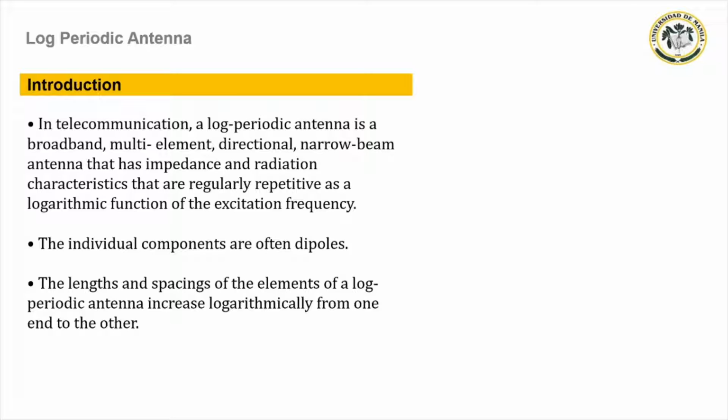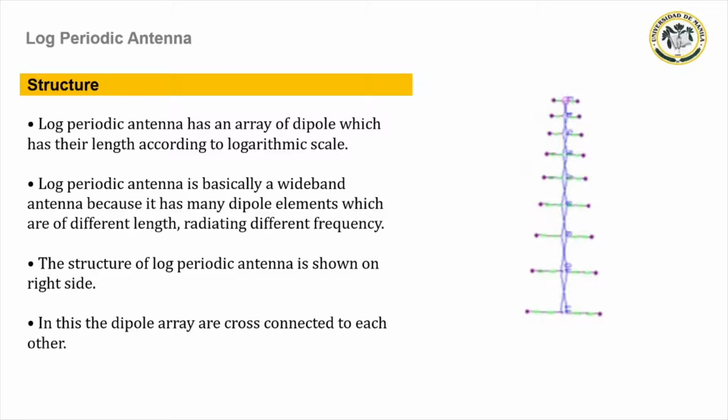So the key points here are it has high bandwidth and moderate directivity. For the structure, a log periodic antenna has an array of dipoles which have their lengths according to a logarithmic scale. A log periodic antenna is basically a wideband antenna because it has many dipole elements of different lengths radiating different frequencies. The structure of log periodic antennas is shown on the right side. In this, the dipole array are cross-connected to each other.